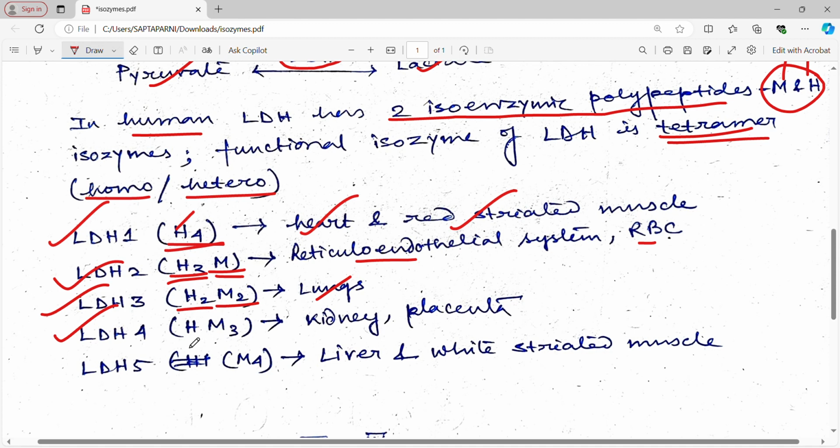LDH4, which is composed of 1 heart type and 3 muscle type polypeptide chains, is mainly found in kidney and placenta. And last but not least, LDH5, which is composed of all muscle type polypeptide chains, is mainly found in liver and white striated muscles. So you can see the tissues in which they are expressed are different, because they are expressed from different genes.